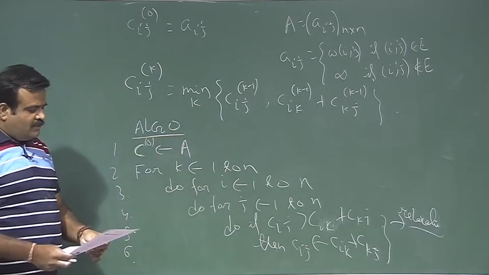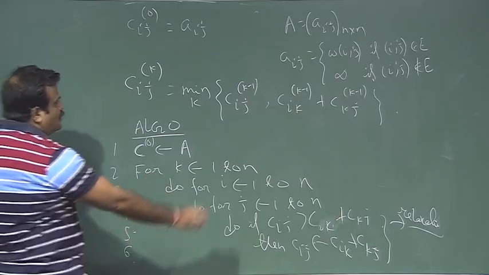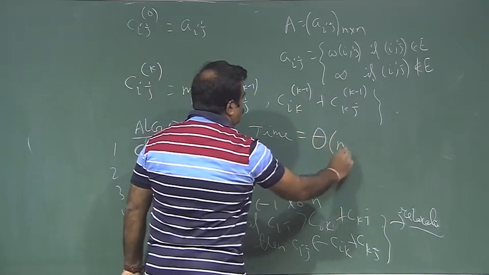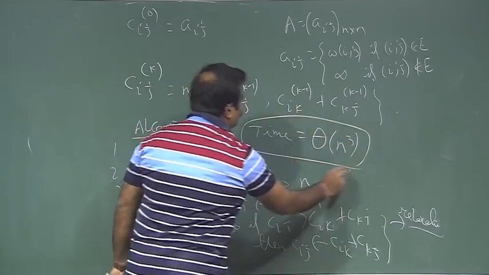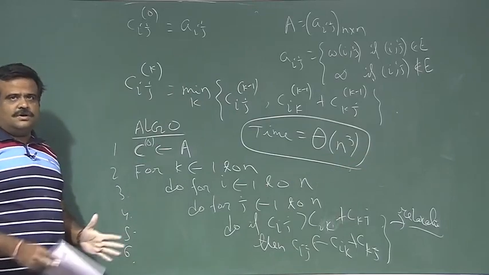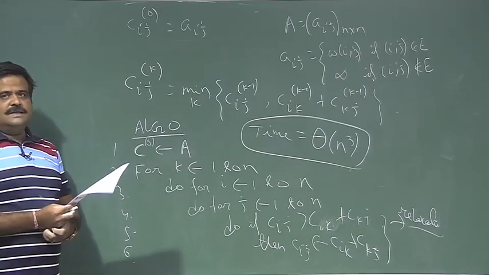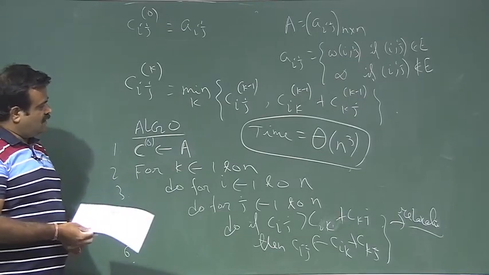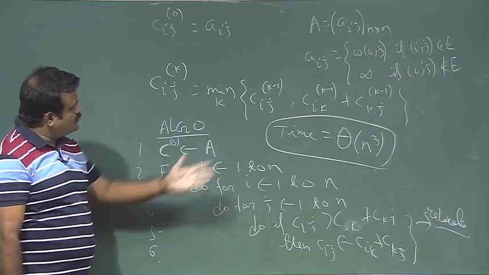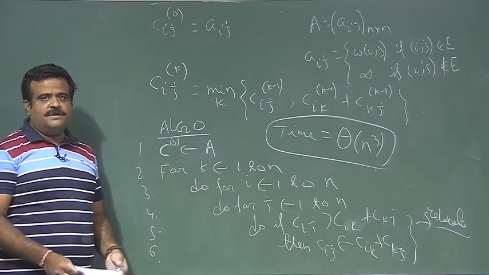Okay, so, what is the time complexity for this? Basically, how many loops do we have? We have 3 for loops. So, the time is basically order of n cube, which is better than the earlier one. So, this is what is called the Floyd-Warshall algorithm. In the next class, we will see some applications of the Floyd-Warshall algorithm. This is a better algorithm than the earlier one. This is also a dynamic programming technique. Thank you.